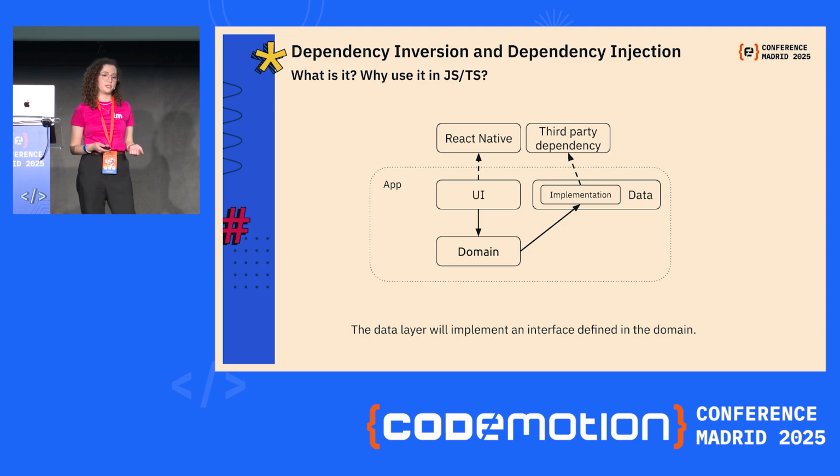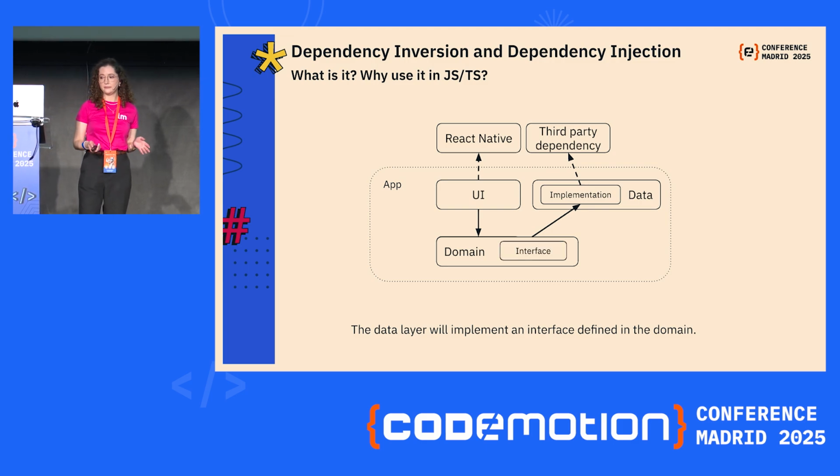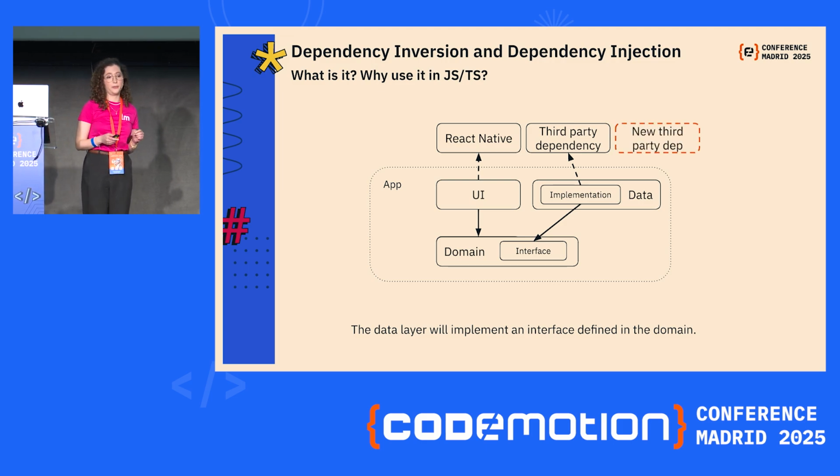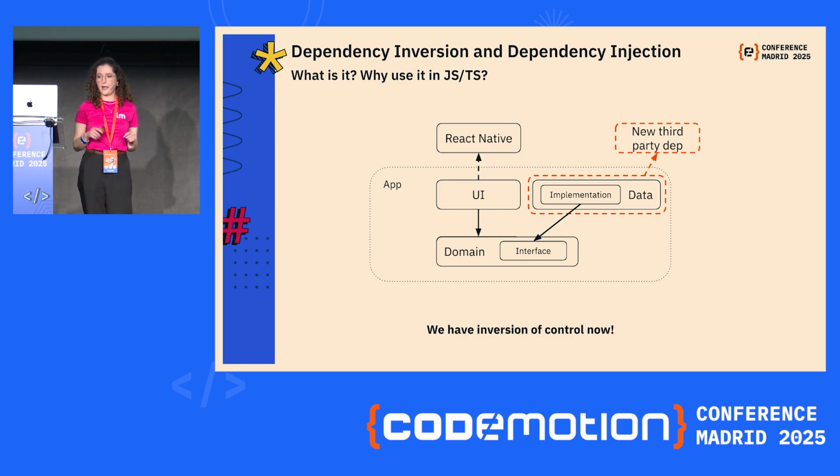But let's try to apply what we just discussed and define an interface within the domain, right? So the first thing we want to do is expand our domain, right? And then declare the interface there. And then the data layer, instead of having the implementation there, will be obeying the interface created by the domain, which is keeping the contract we made. That way, if a new third-party dependency comes along, like our great ChatGPT wrapper, then we could remove the old one and just adapt to the new dependency we have. And boom, just like that, we achieve inversion of control.